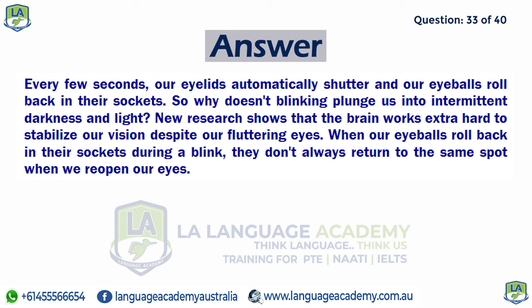Every few seconds, our eyelids automatically shutter and our eyeballs roll back in their sockets. So why doesn't blinking plunge us into intermittent darkness and light? New research shows that the brain works extra hard to stabilize our vision despite our fluttering eyes. When our eyeballs roll back in their sockets during a blink, they don't always return to the same spot when we reopen our eyes.